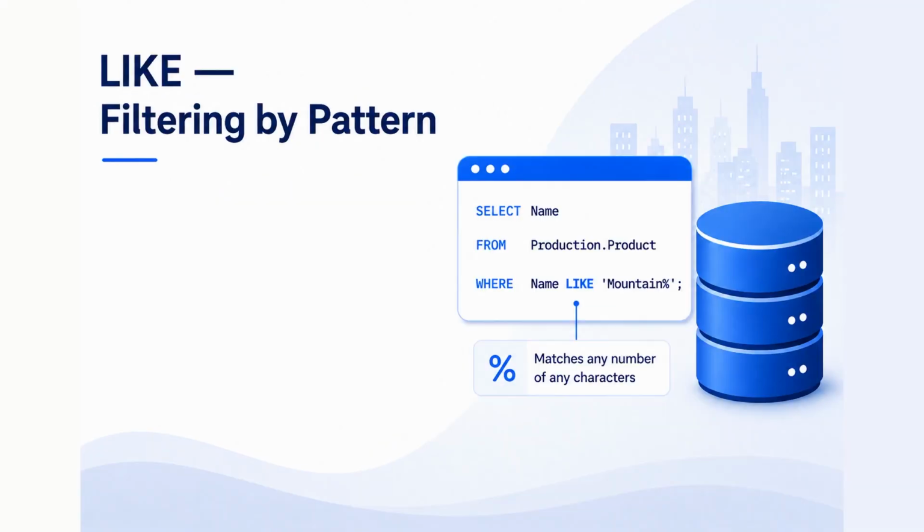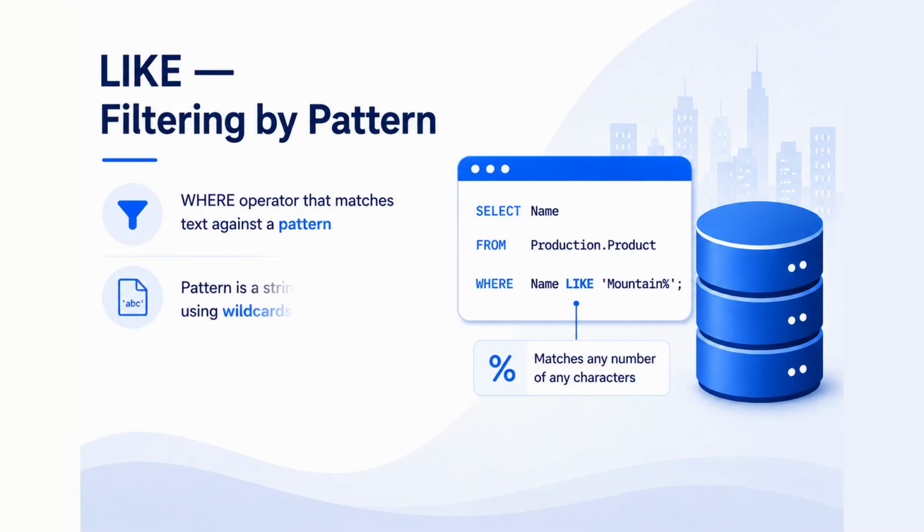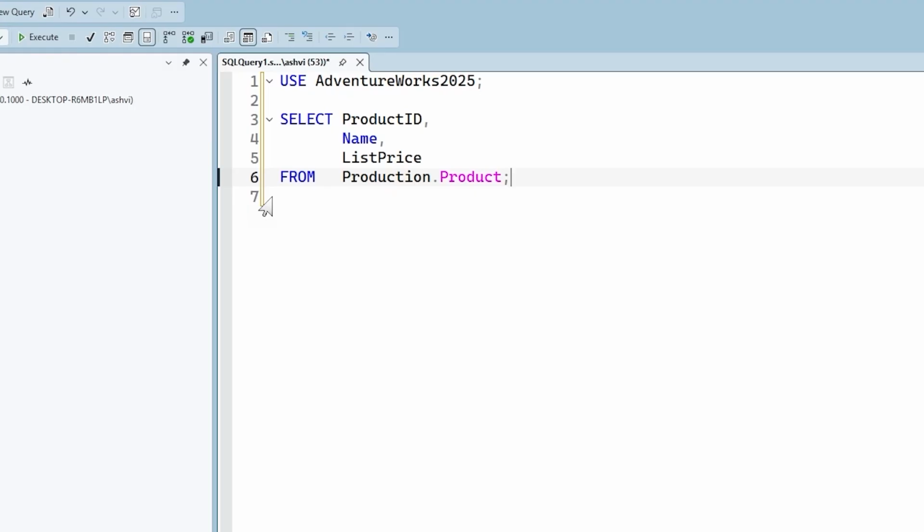Let's get into it. LIKE is a WHERE operator that matches a text column against a pattern rather than an exact value. The pattern is a string literal that can include one or both of 2 special characters called wildcards. The first wildcard is a percent sign. It means 0 or more of any character. Let's start with the simplest case, finding all products whose name starts with the word mountain.